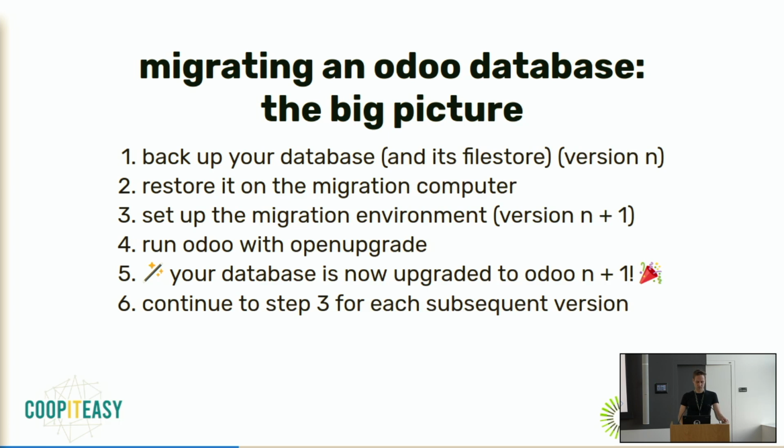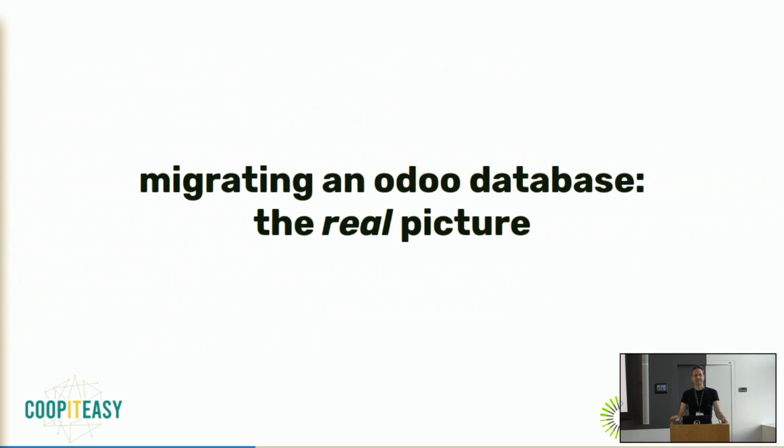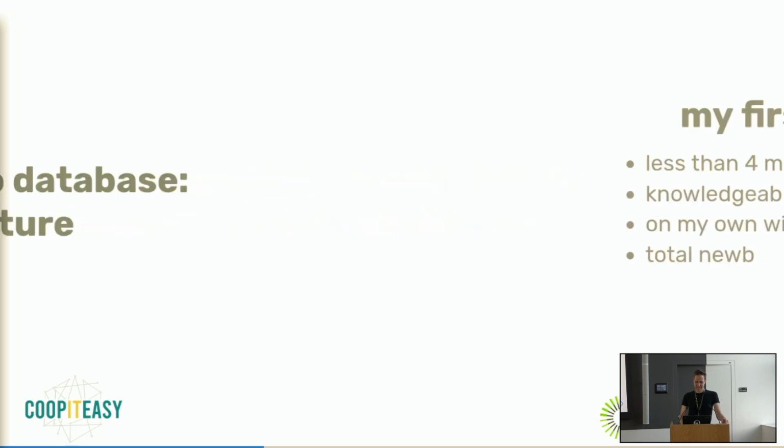So you restore it on a migration computer. You set up the migration environment there in version N+1. You run Odoo with OpenUpgrade, and ta-da, your database is now upgraded to Odoo N+1. Then you simply continue to step 3 for each subsequent version. Easy, right? Okay, now how does it work in more detail?